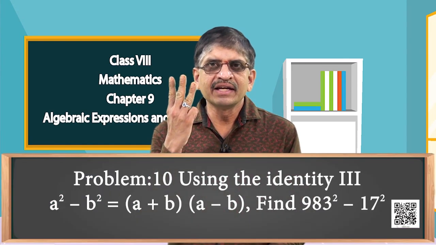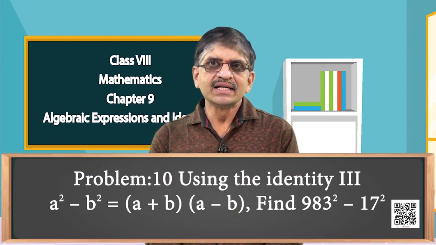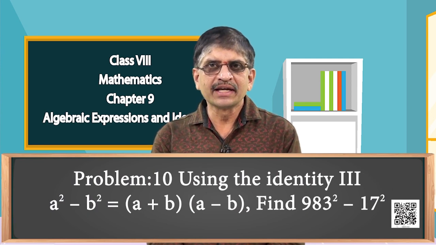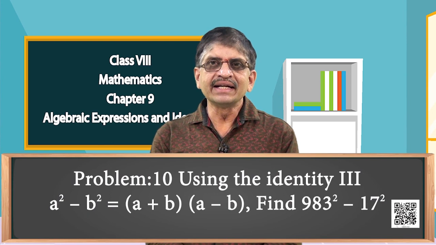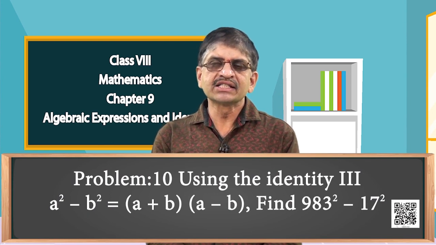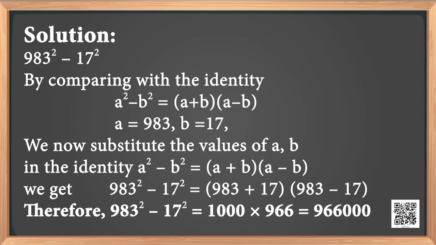Problem 10. Using the identity 3, a² − b² = (a+b)(a−b), find 983² − 17². By comparing with the identity a² − b² = (a+b)(a−b), can you tell me the values of a and b? Yes, you are right. a is equal to 983 and b is equal to 17.